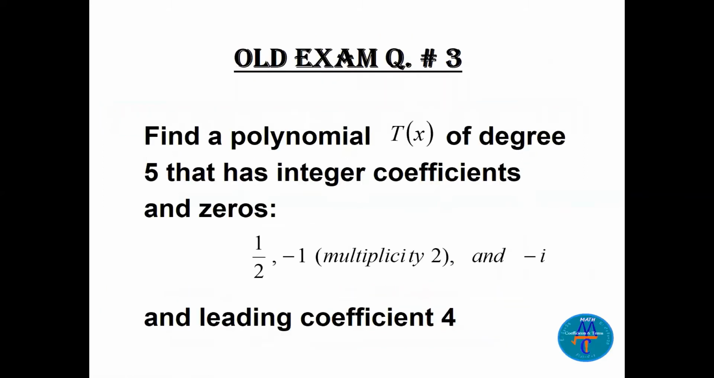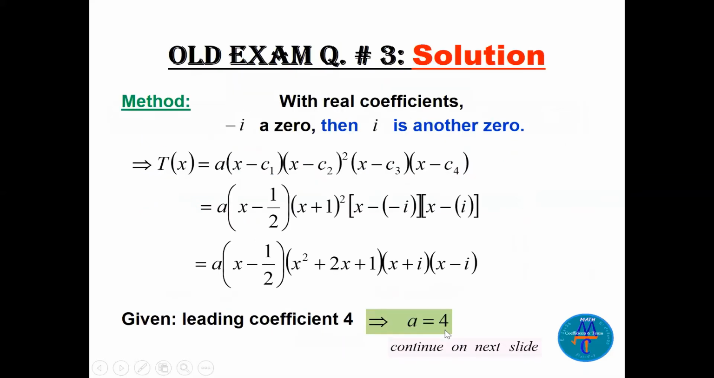Find a polynomial T of degree 5 that has integer coefficients. The zeros are 1/2, minus 1 of multiplicity 2, and minus i. The leading coefficient should be 4. So I start to build the function here. We know the coefficients are real, it says in the question, so minus i is a 0, then the conjugate, which is i, is another 0.